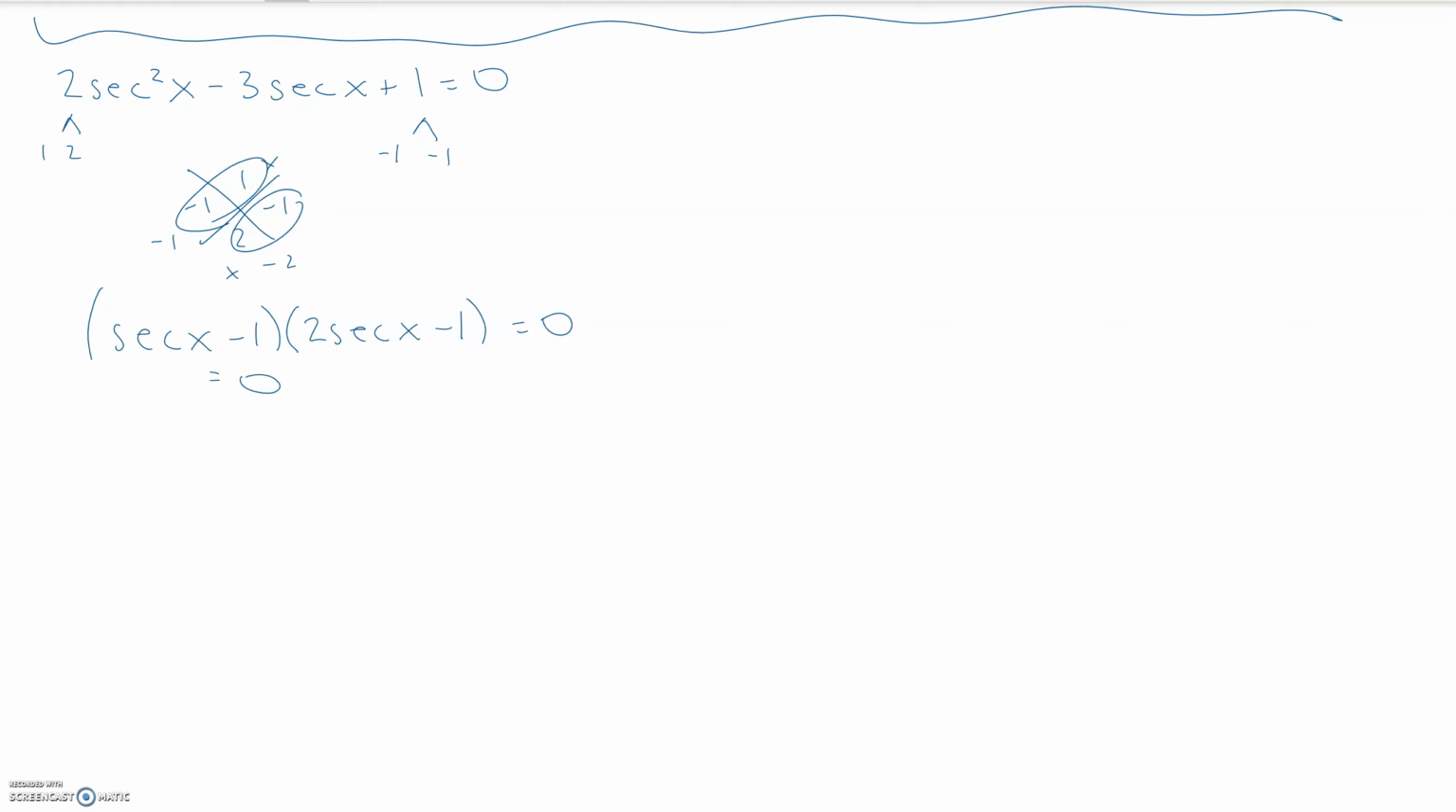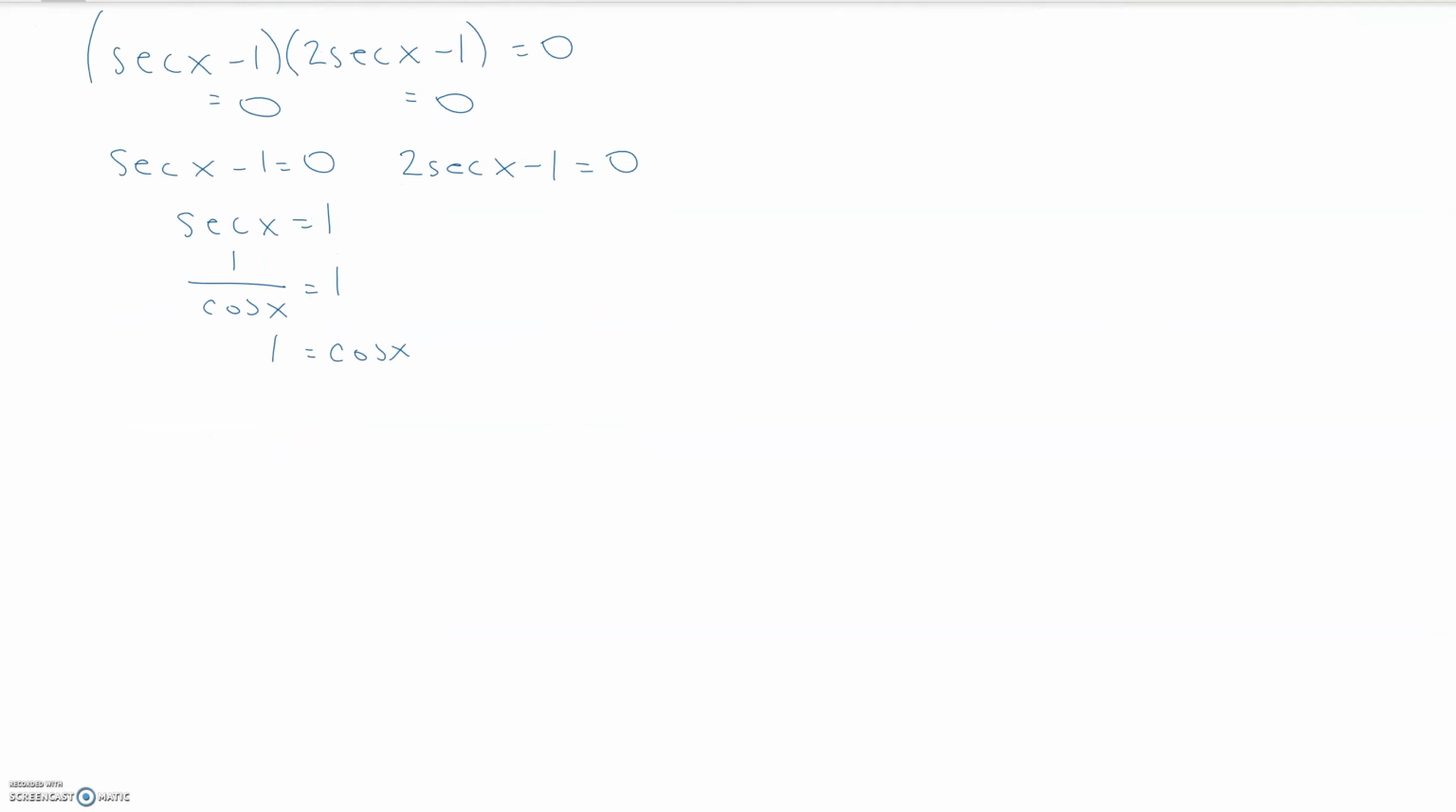Now I'm going to set this little guy equal to 0 and this little guy equal to 0. I get secant x minus 1 equals 0. I have 2 secant x minus 1 equals 0. So I'm going to add the 1. I get secant x equals 1. I'm going to solve for secant, but I'm going to switch to cosine. So I have 1 over cosine x equals 1. Multiply by cosine, I get cosine x equals 1. And the question is, when does cosine x equal 1? Looking at it, that happens here and here. So I've got answers of 0 and 2 pi so far.